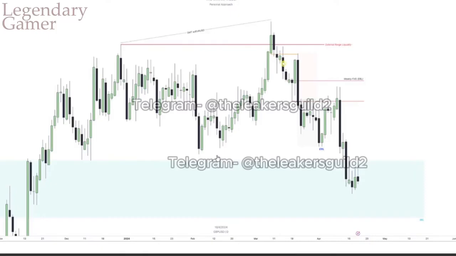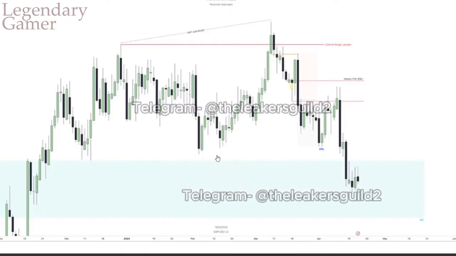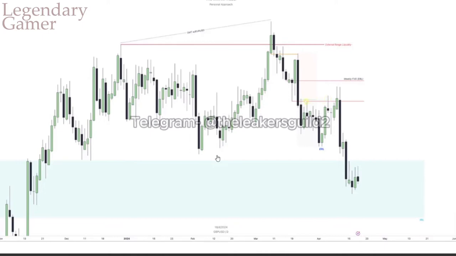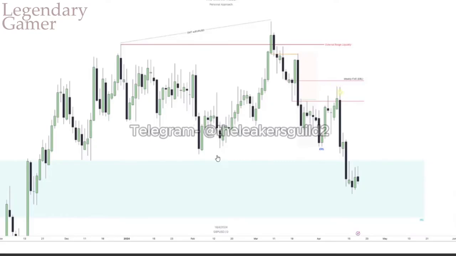So how do we map that out? We know the change in the state of delivery happened on the weekly, which is this move down over here. We left that weekly fair value gap, that internal range liquidity pool. Now where are we going to be focusing on for our trades? We want to see if we can get in this internal range liquidity, which is also premium of the dealing range.